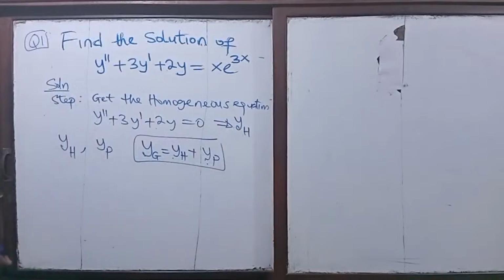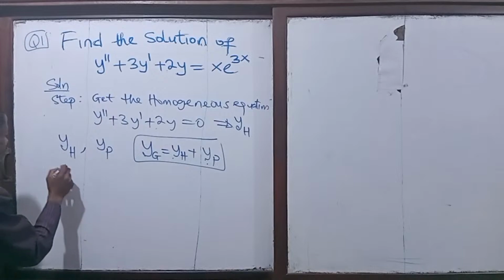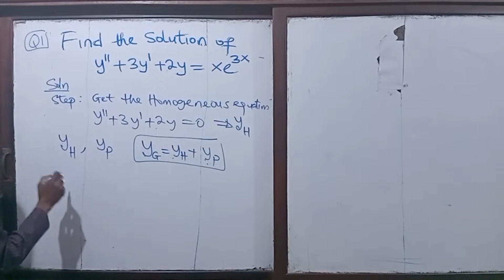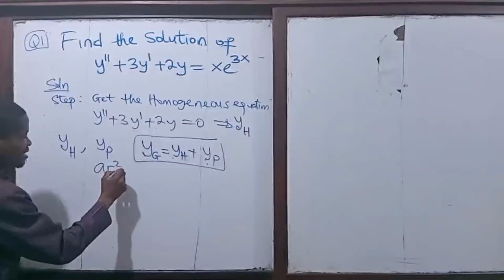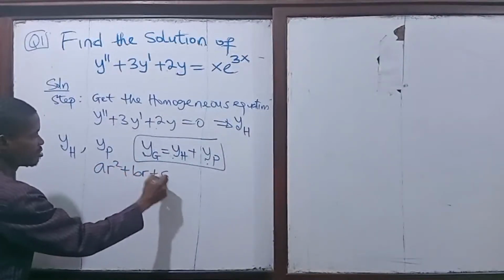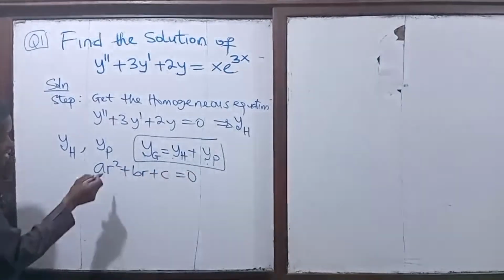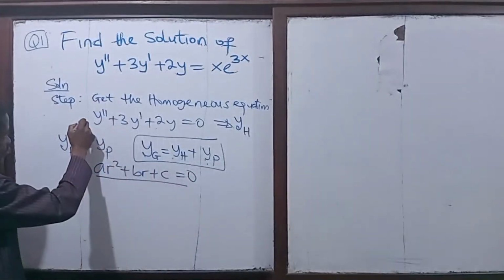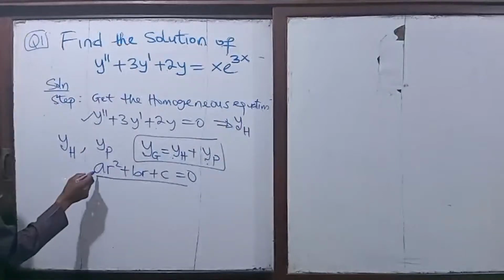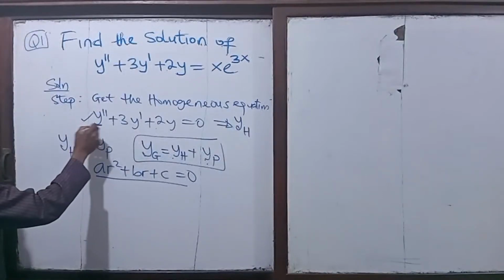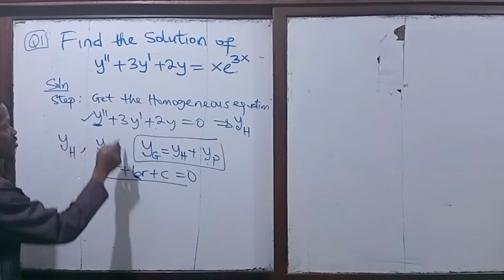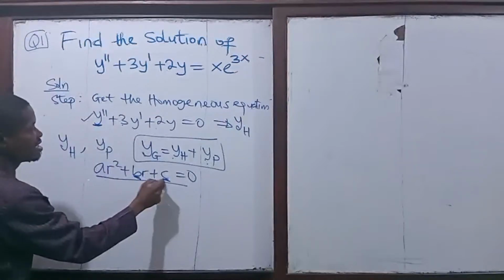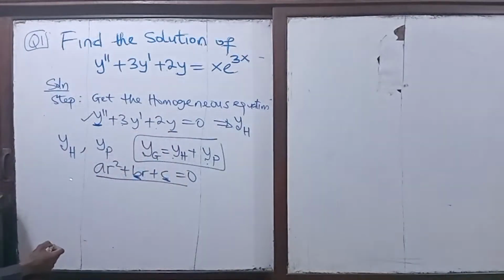So this is the homogeneous part. Then get the auxiliary equation, using the standard auxiliary equation. Correspond this to our question, where A is the coefficient of the second derivative, and in this case is 1, B is 3, and C is the coefficient of y.